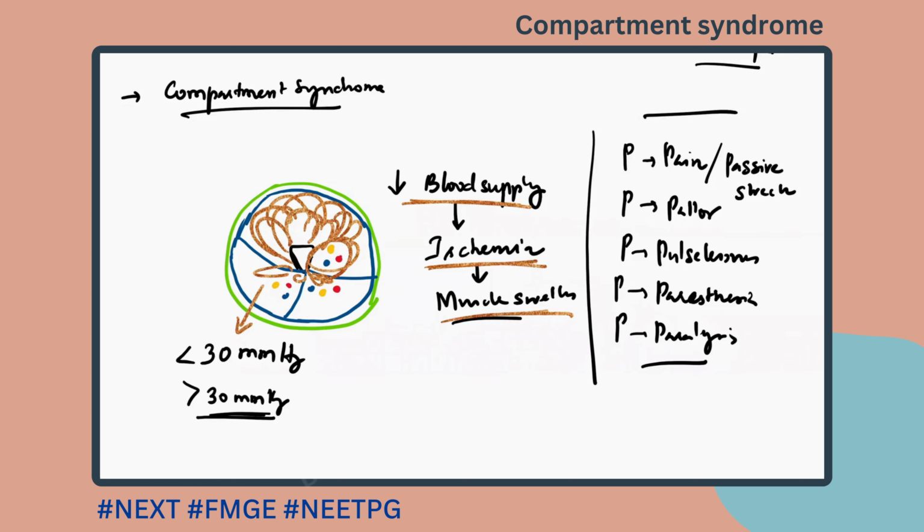And of this, the most important sign, this is again an MCQ which is asked repeatedly, the most important sign in compartment syndrome is pain on passive stretch. Just see here. Compartment syndromes are more common in the forearm and in the leg. Okay, also keep this in mind.